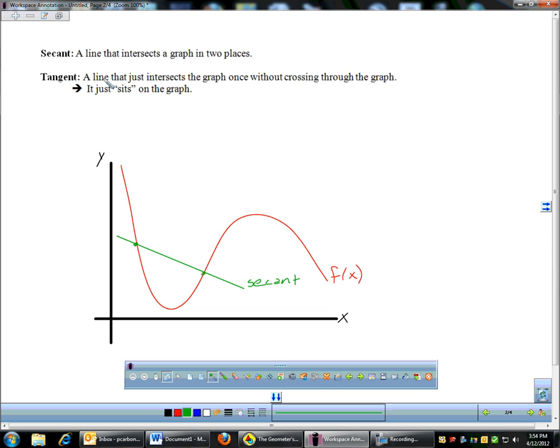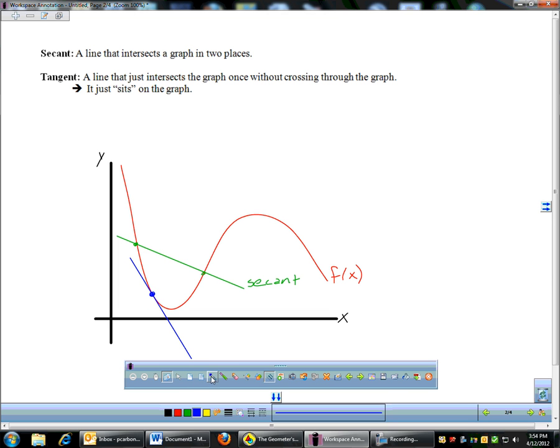Okay, a tangent, and this is kind of my own definition, it's a line that intersects the graph once without crossing the graph, or it just sits on the graph. And a tangent would look like this. So let's say I wanted to draw the tangent right here at that point. If I wanted to draw the tangent there, then what I'm going to do is come down, and it's going to be the line like that that just touches the graph at that one point. It doesn't go through the graph. It only touches it once.